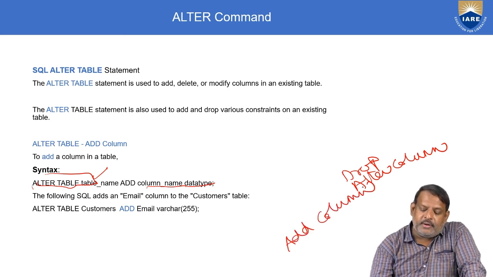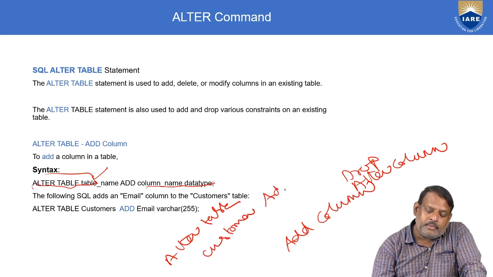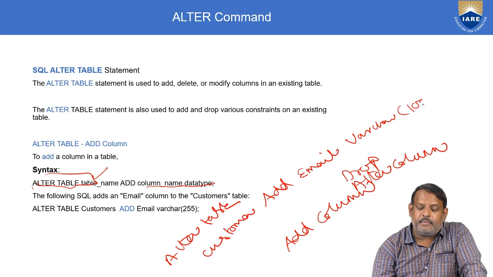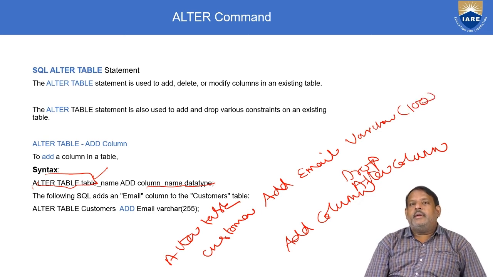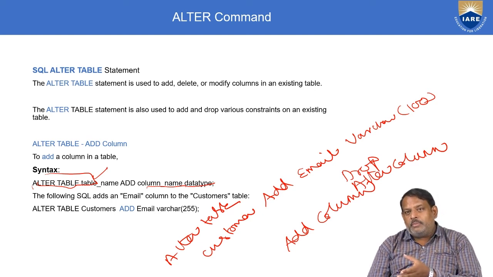Add column. Just write ALTER TABLE, the table name is customer, ADD, the name of the column is email, and it is a VARCHAR of 100. In this case, I'm adding a new column.